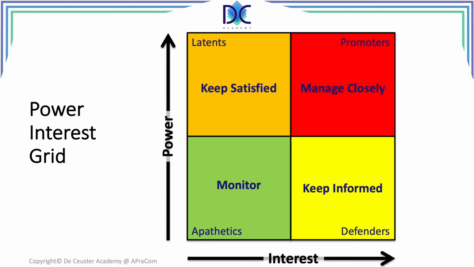We can also classify them using the power interest grid. We have on the horizontal axis the interest and on the vertical axis the power, and we see people with high interest and high power. Those are the promoters. We have to manage them closely. We have the defenders with high interest and low power. We have to keep them informed. We have to monitor the apathetics, low interest and low power. And we have the people with low interest but with high power. These are the latents. You have to keep them satisfied, because if their interest increases, they may go to another category.